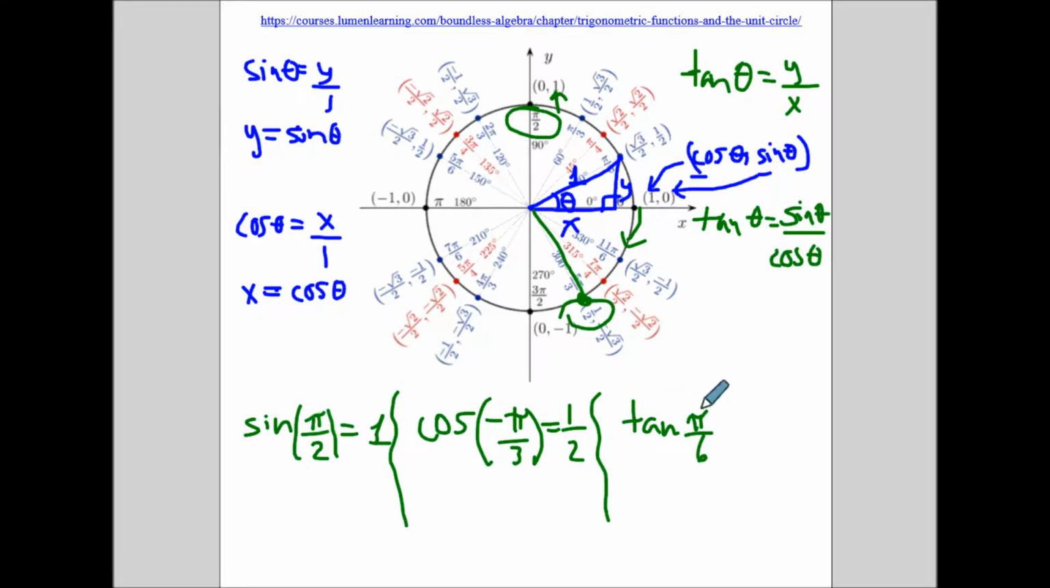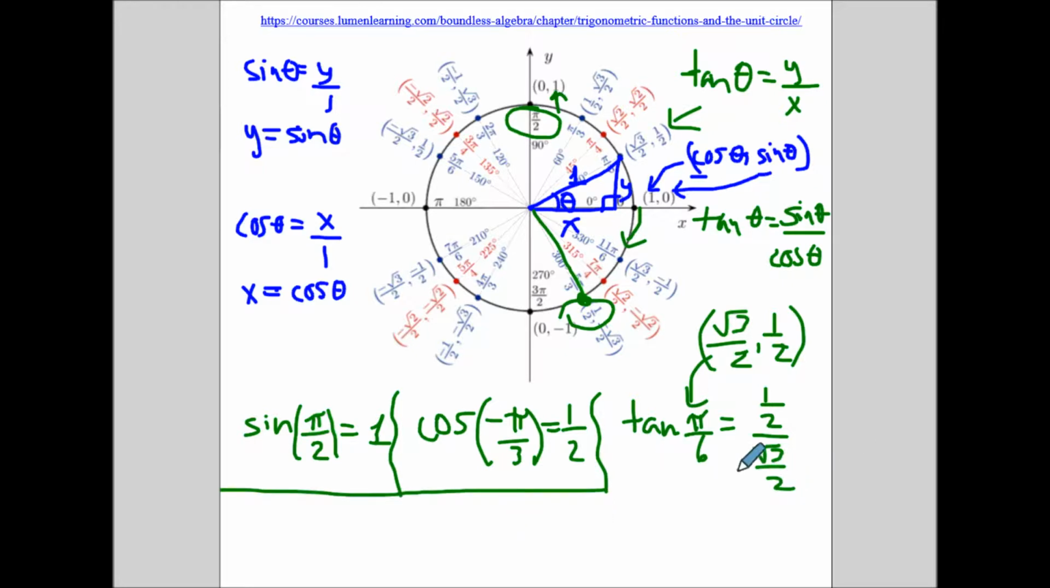So if you want to find tangent of pi over 6, you have to remember what the coordinates are at pi over 6. Pi over 6 is this one up here. So you have square root of 3 over 2 and 1/2. So if you want to find sine over cosine, that means you would do 1/2 divided by square root of 3 over 2.